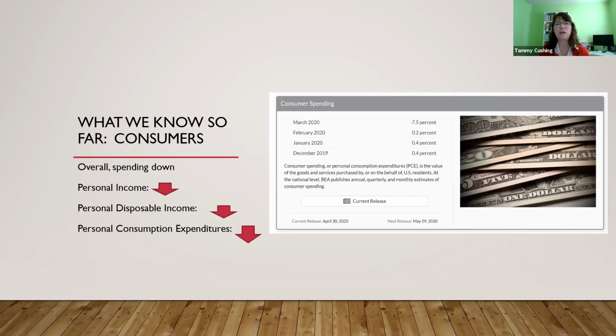But the bigger number and the more important number really is that personal consumption expenditure. What we're spending on those goods that we need has gone down by 7.5% in the month of March. Expect to see that number have dropped even further in the month of April. All that is going to start to roll over time.